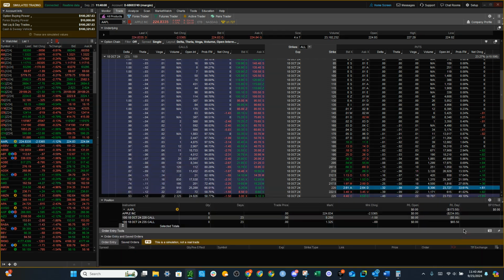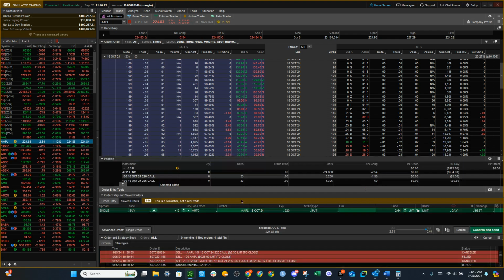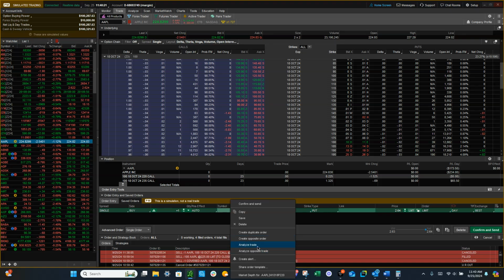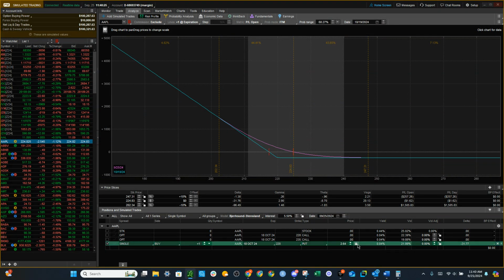Actually, let's start with the long put side because the put doesn't get the attention that it deserves sometimes. Again, I hit the ask side, so always remember that. You need to hit the ask to buy the option. Right click this, analyze. Okay, so we already have this here.